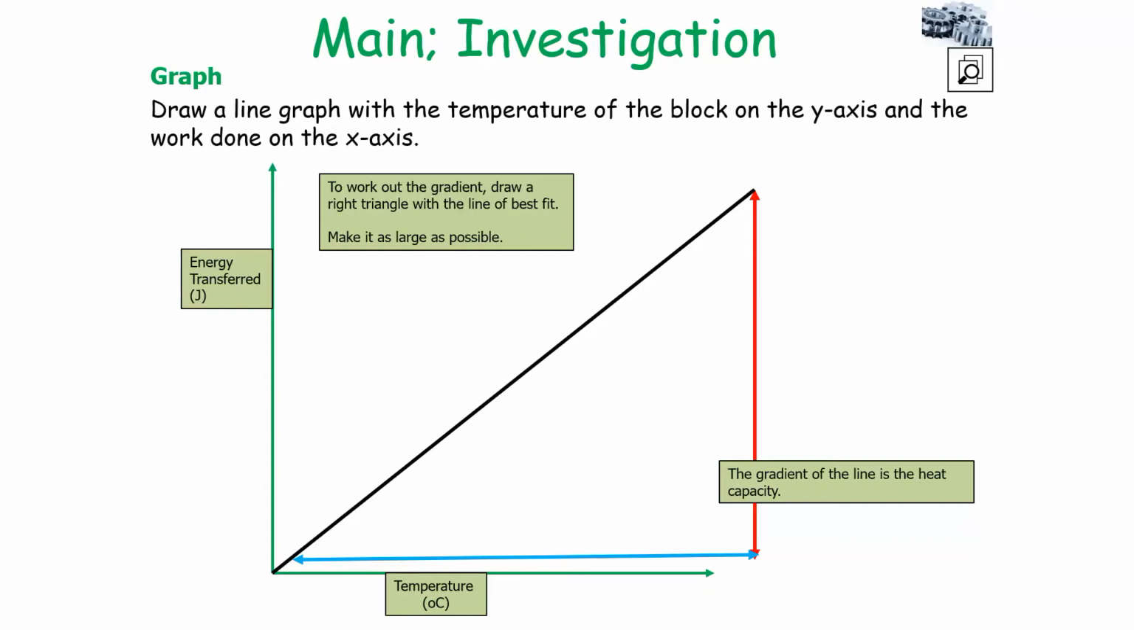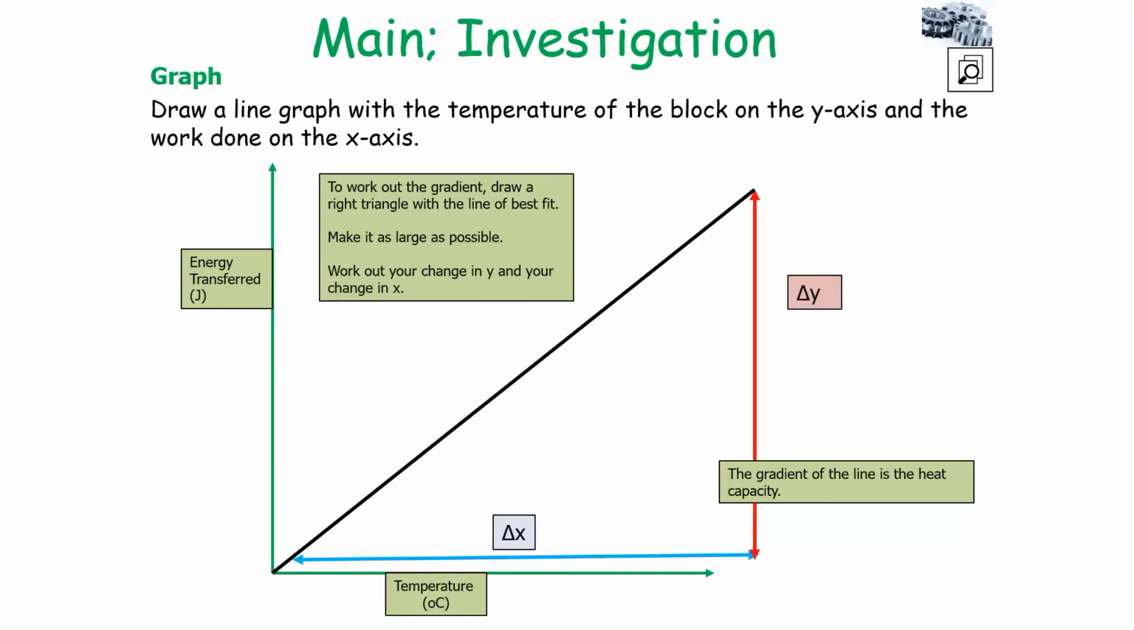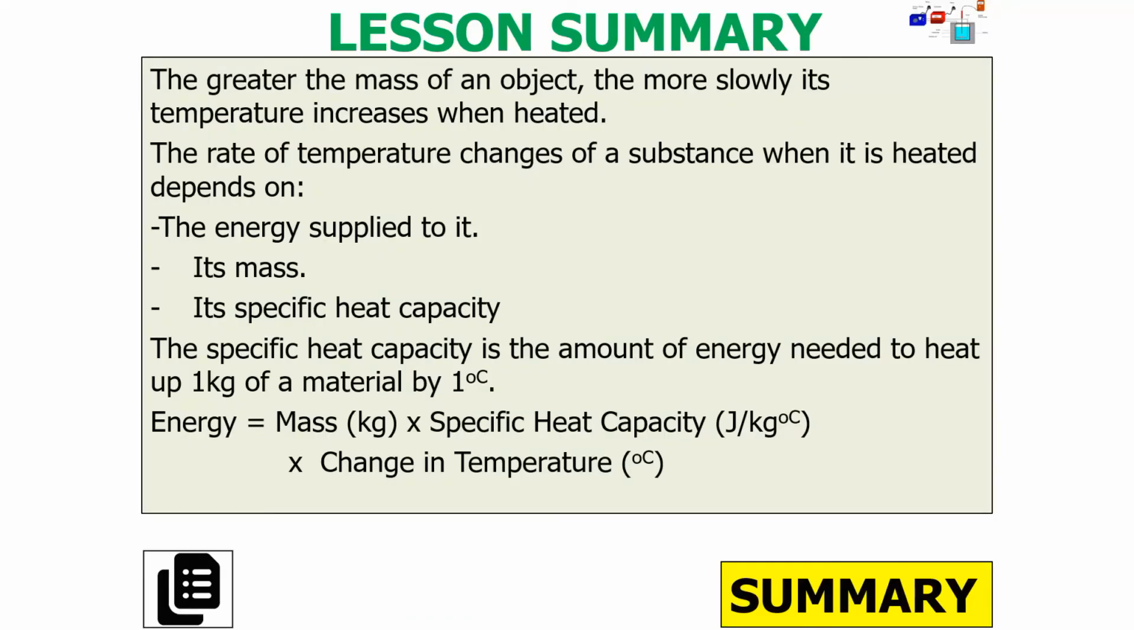Now to work out the gradient, you draw a right angle triangle with the line of best fit. This makes it as large as possible because it will increase the reliability of the results. You then work out your change in the y value, which is the vertical change. You'll work out the change in the x, which is the horizontal change, and the gradient of the line will be the change in the y value divided by the change in the x value.